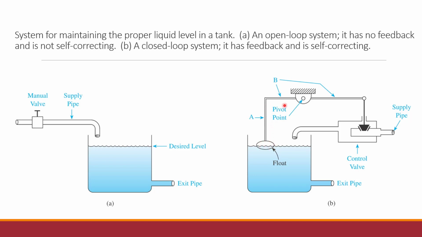As that float drops, because this is pivoted, this is going to go down and this is going to go up. And this valve, here's my supply pipe where water's coming in. It can't get in because this valve is seated, but as this drops down, this lifts off the seat and water can go through this passage into the tank. As the tank fills, this goes up, and as it does, it closes the water off. So it's automatically adjusting for variances in the process.